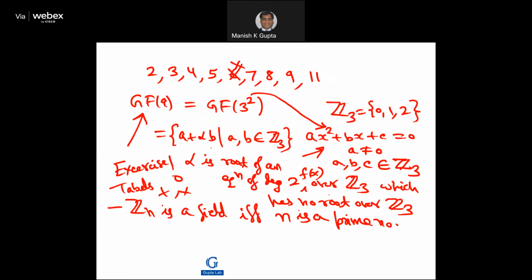So what about the field with 9 elements? So we are done with 2, 3, 4, 5, 6 is not possible, 7 is possible, 8 we have done. What about 9? So 9 is 3 square. So the ground field will be Z3, right? And the polynomial should be of degree 2 over Z3 to construct the field.